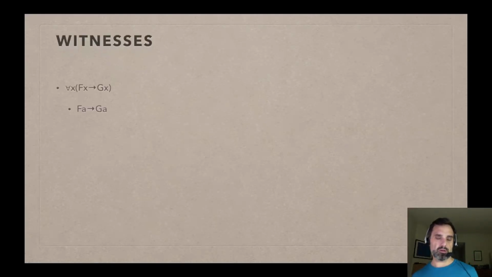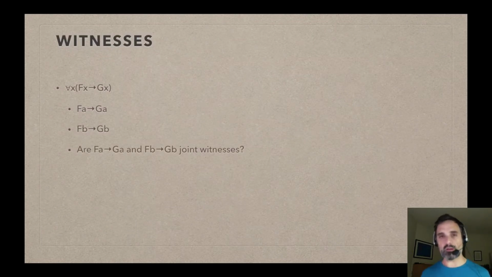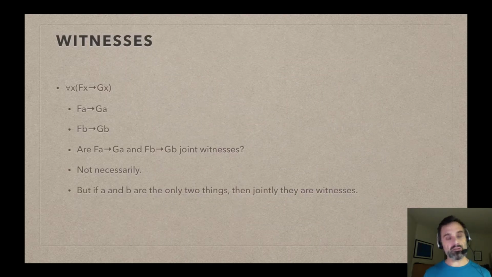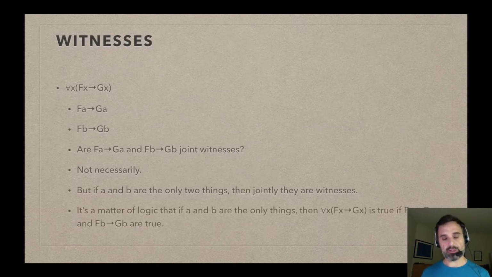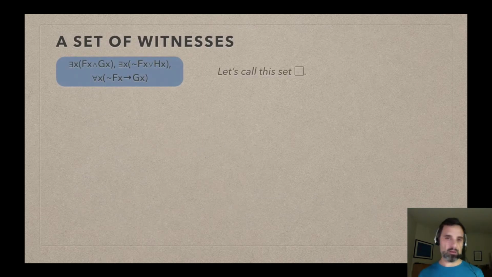So let's consider now we have if Fa then Ga, but we also have if Fb then Gb. So again, jointly these are not witnesses, because there might be a third thing that falsifies the universal conditional. But if a and b are the only two things, then jointly these two are witnesses. It's a matter of logic that if a and b are the only things, and if Fa then Ga and if Fb then Gb are both true, then also for all x, if Fx then Gx is true. So we can think about the notion of a set of witnesses.